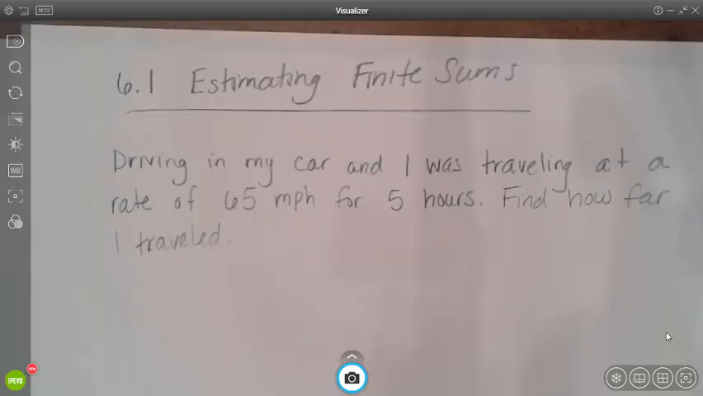All right, guys, so we're going to start with section 6.1 here, estimating with finite sums. This is definitely something I think you guys can handle without me, so me being gone and the point we're at is kind of some good timing.